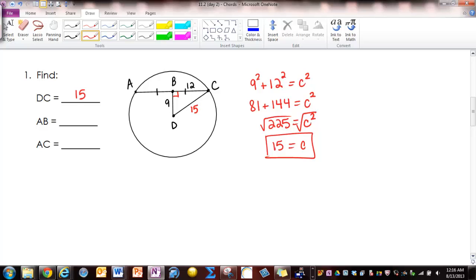Next, when we look at that chord AC, we notice that it's bisected. So if this piece is 12, we know that this piece is also 12. So that tells me AB is 12. And lastly, they ask for AC, which is the length of the entire chord, which is 12 plus 12, or 24.